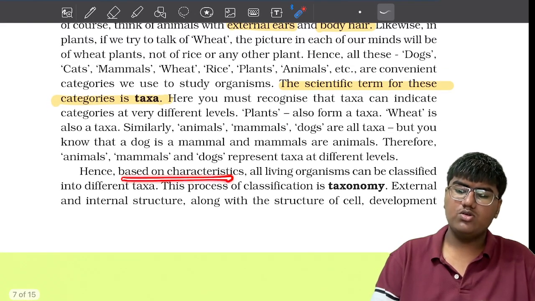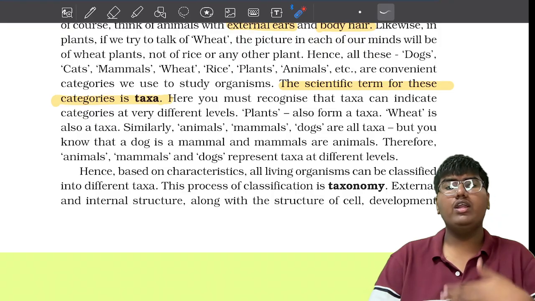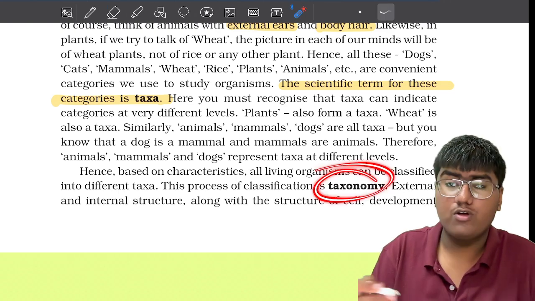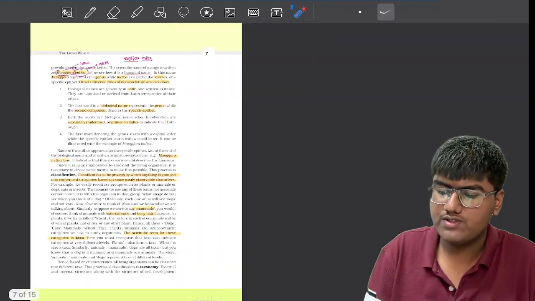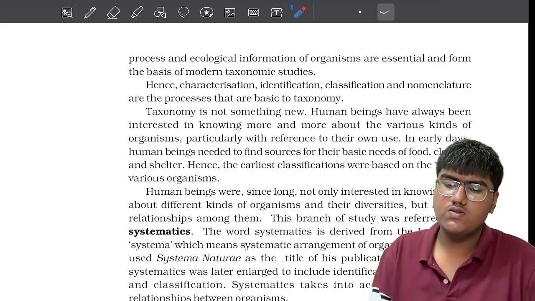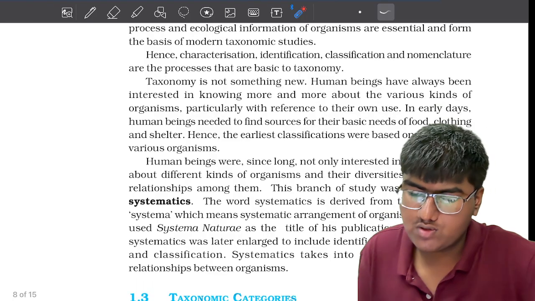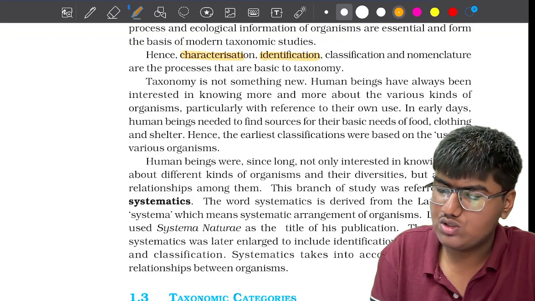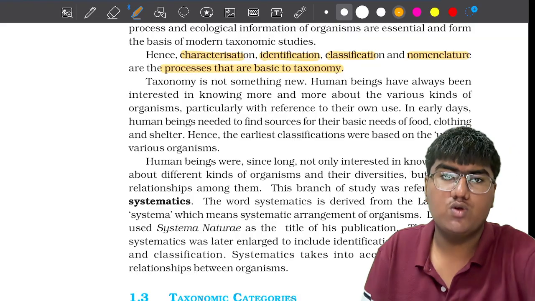Hence, based on characteristics, all living organisms can be classified into different taxa. The process of categorizing into taxa is nothing but taxonomy. External and internal structure, along with structure of cell, development process, and ecological information of organisms are essential and form the basis of taxonomic studies. Hence, characterization, identification, classification, and nomenclature are the basics of taxonomy.